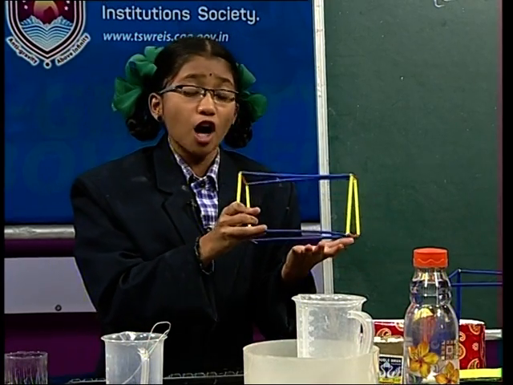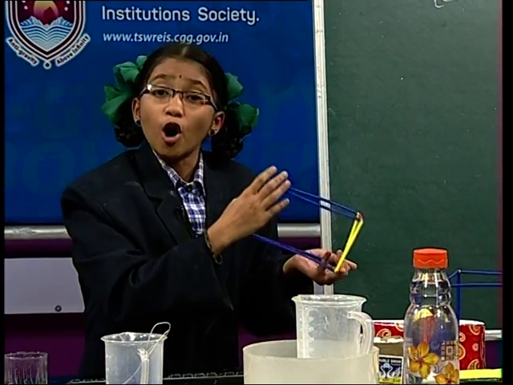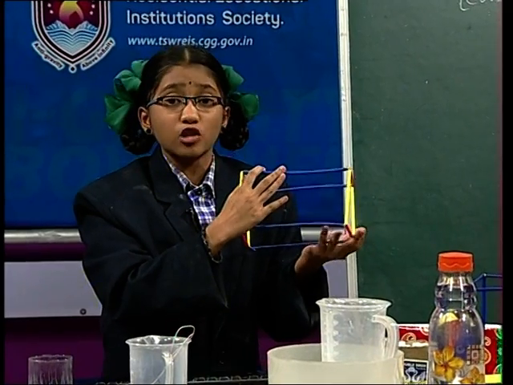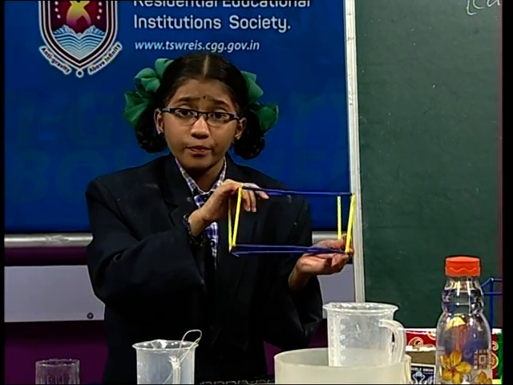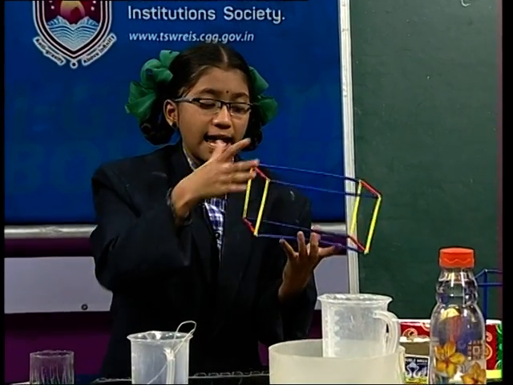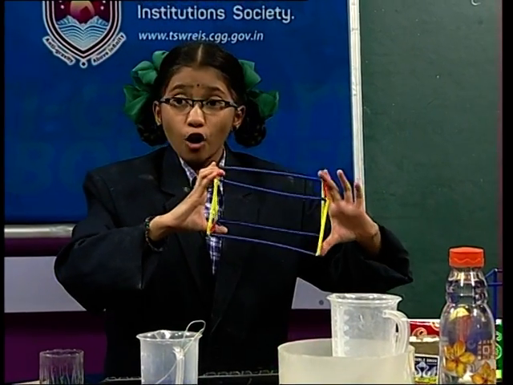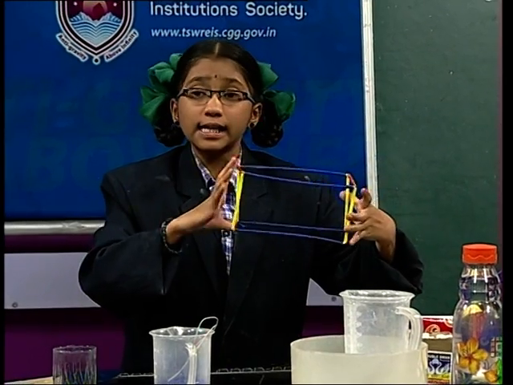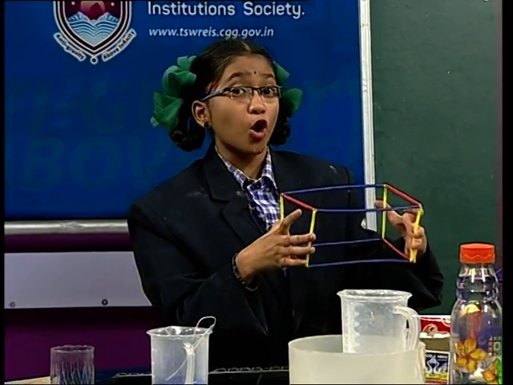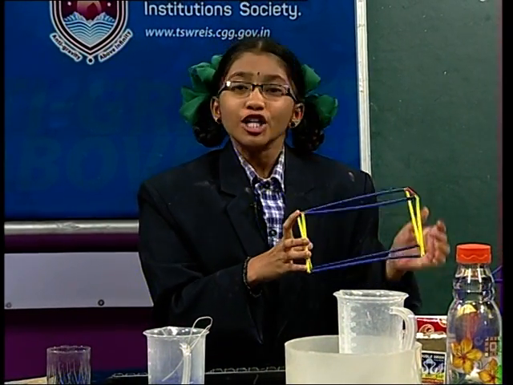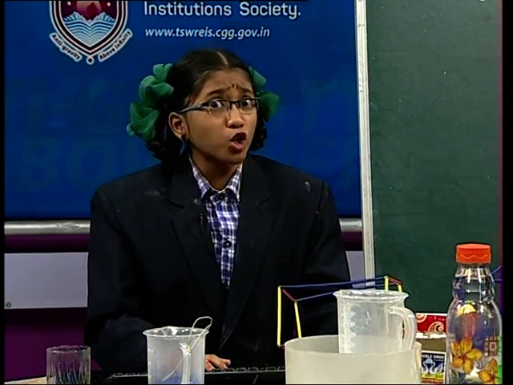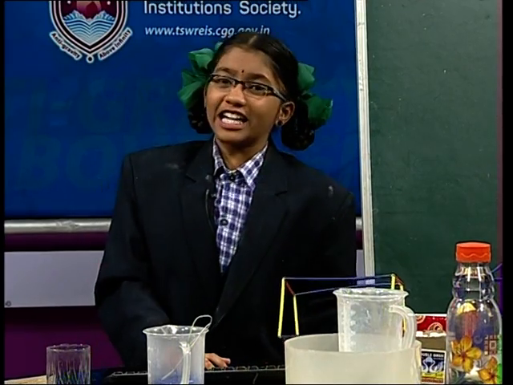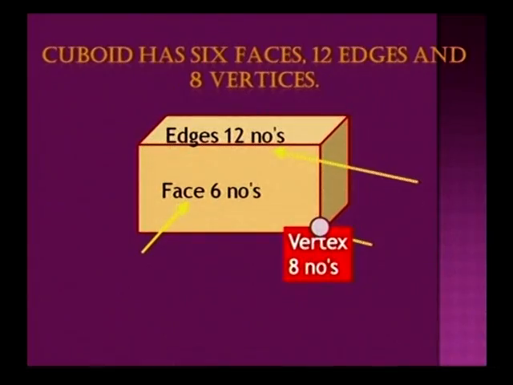Now we may count the edges. The boundary of the face is called the edge. So we may count the blue ones. How many blue edges are there? 4. So 4 plus red ones, 4. 4 plus 4 plus yellow ones, 4. So 4 plus 4 plus 4, 12 edges are there. So the number of edges in a cuboid is 12 edges.